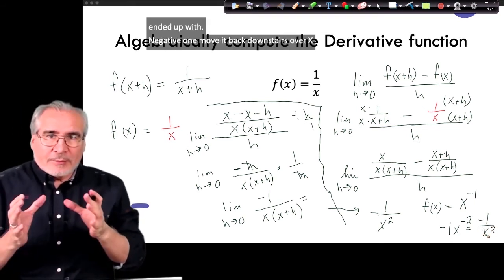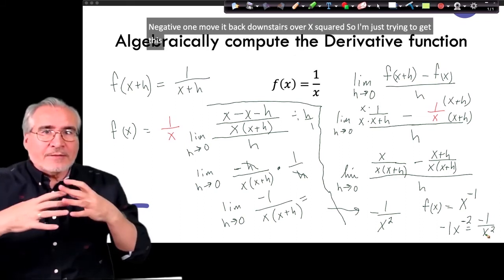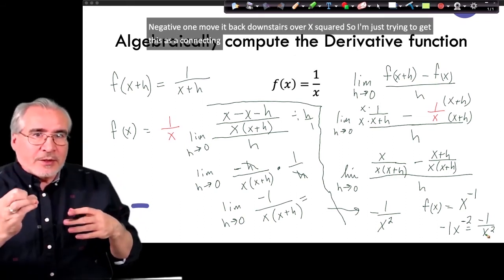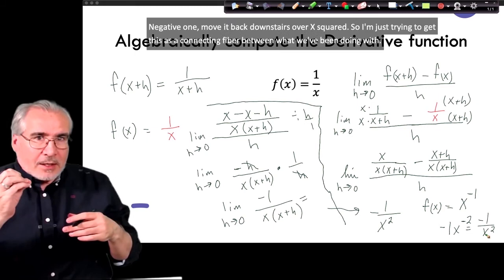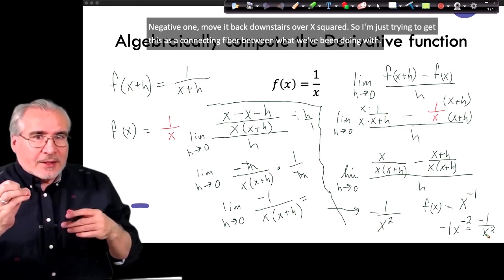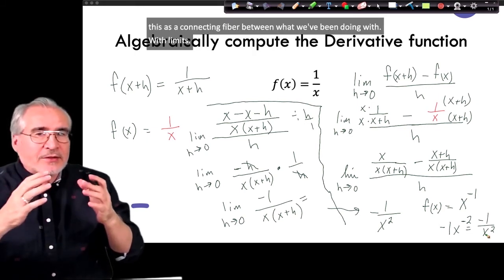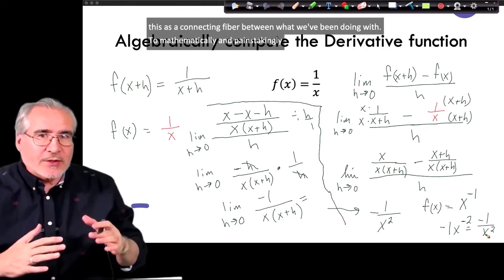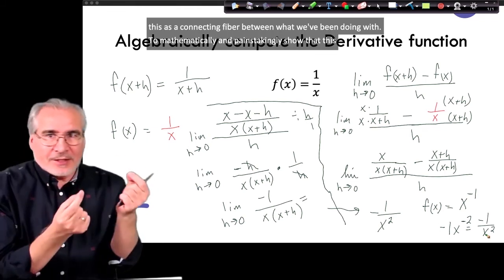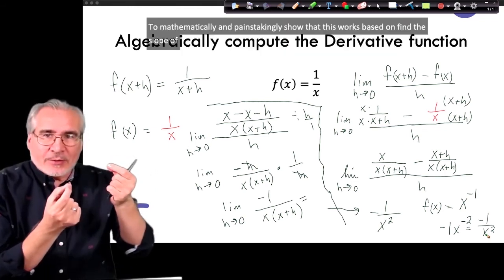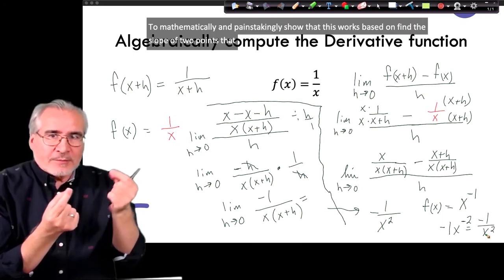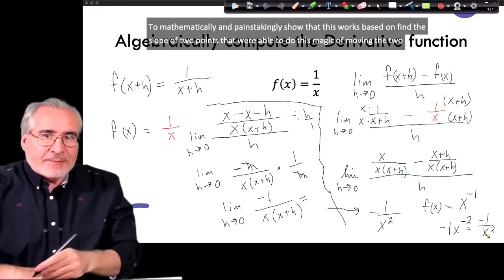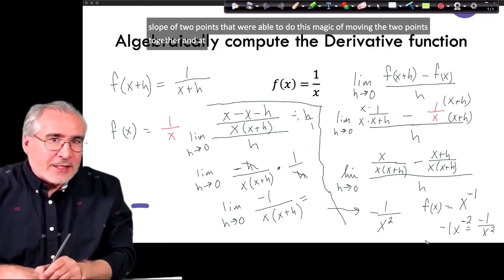So I'm just trying to get this as a connecting fiber between what we've been doing with limits to mathematically and painstakingly show that this works based on finding the slope of 2 points, that we're able to do this magic of moving the 2 points together, and at their limit, we end up with a derivative.